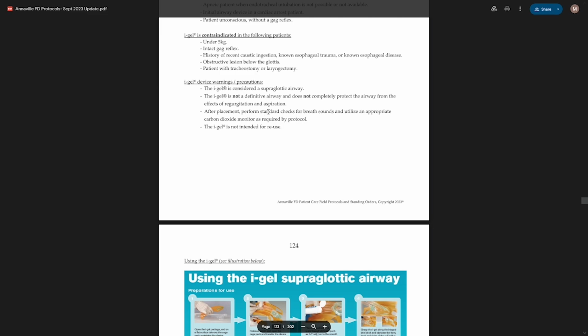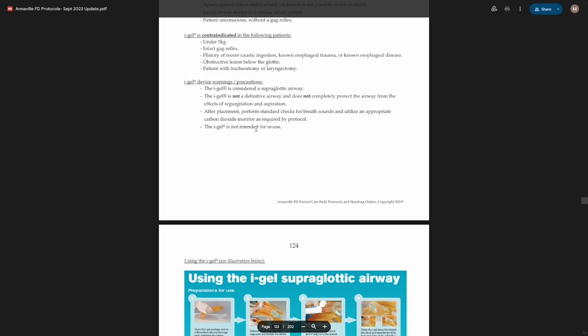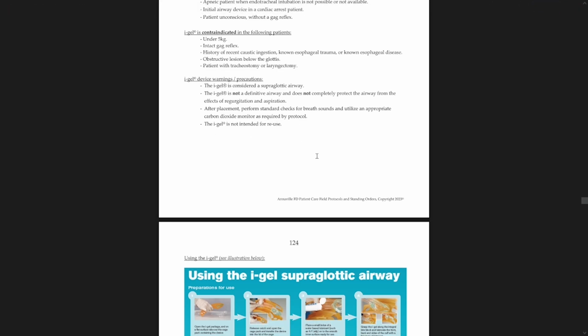iGel device warnings and precautions. The iGel is considered a supraglottic airway. The iGel is not a definitive airway. It does not completely protect the airway from the effects of regurgitation and aspiration. After placement, perform standard checks for breath sounds and utilize an appropriate carbon dioxide monitor as required by protocol. The iGel is not intended for reuse.